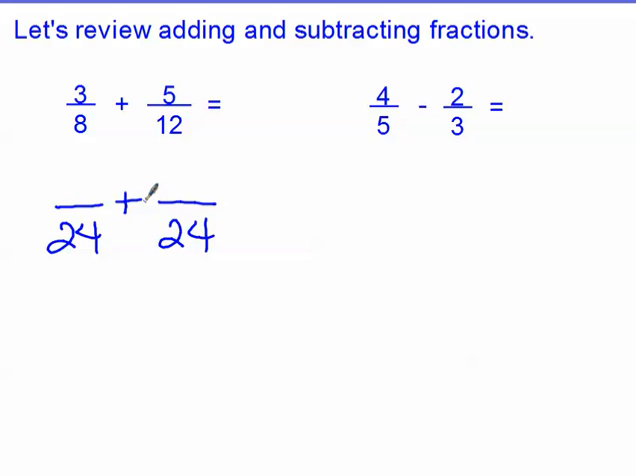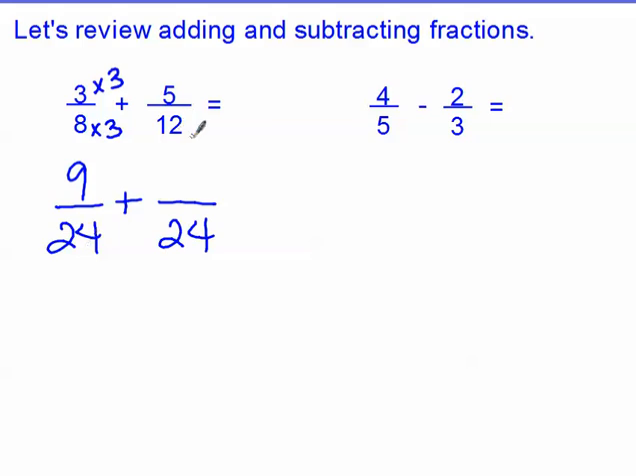Now the next step is to change our numerators. Well, what did I do to this 8 to turn it to a 24? Well, I multiplied it by 3. So if I multiply it by 3, I have to multiply the top number by 3 as well. 3 times 3 is 9. So 3/8 and 9/24 are what we call equivalent fractions. They state the same ratio.